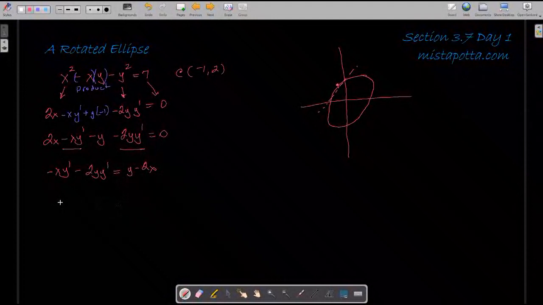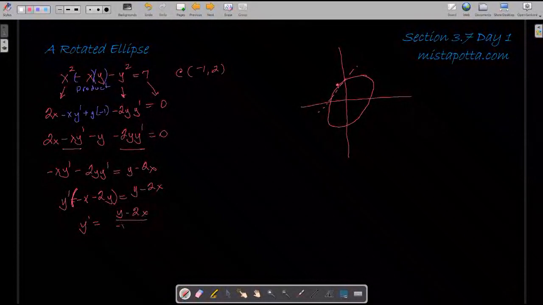And then at this point, I can solve for y prime by factoring out the negative x and the minus 2y. And then dividing both sides by that factor will give me y prime equals y minus 2x over negative x minus 2y.